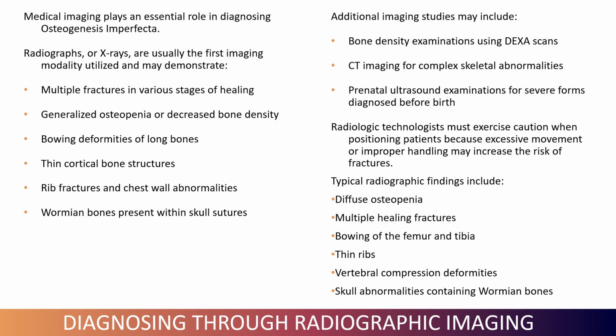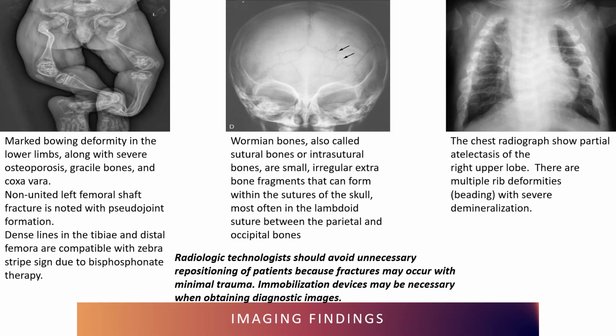The radiologist will typically find osteopenia, multiple healing fractures, bowing of the femur or the tibia, thin ribs, vertebral compression, and skull abnormalities on these radiographs. Here are some images that I've inserted to show you the different types of deformities that come with this disease.